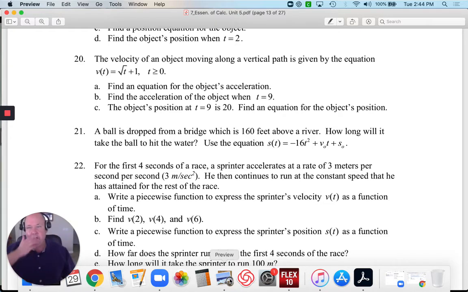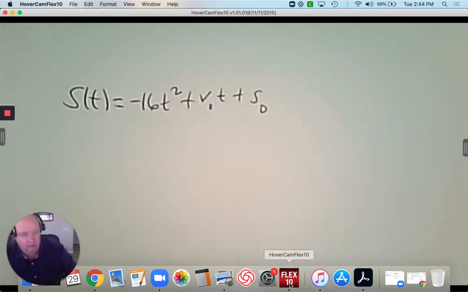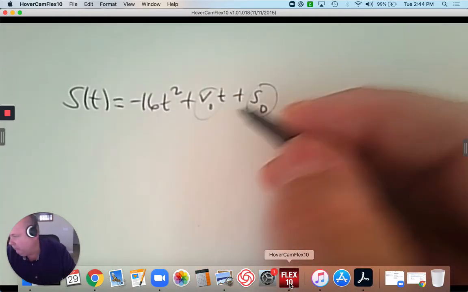A ball is dropped from a bridge, which is 160 feet above the river. How long will it take the ball to hit the water? And it says use this position equation, negative 16t squared plus the initial velocity times t plus the initial position, s. All right, so what do we know and what are we looking for to do this? So this is my initial position. This is my initial velocity.